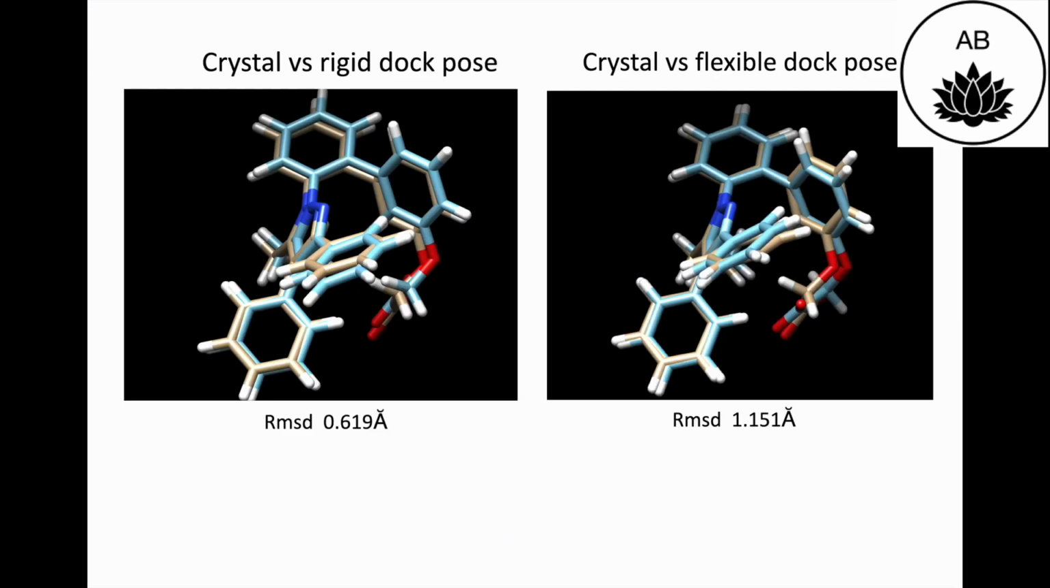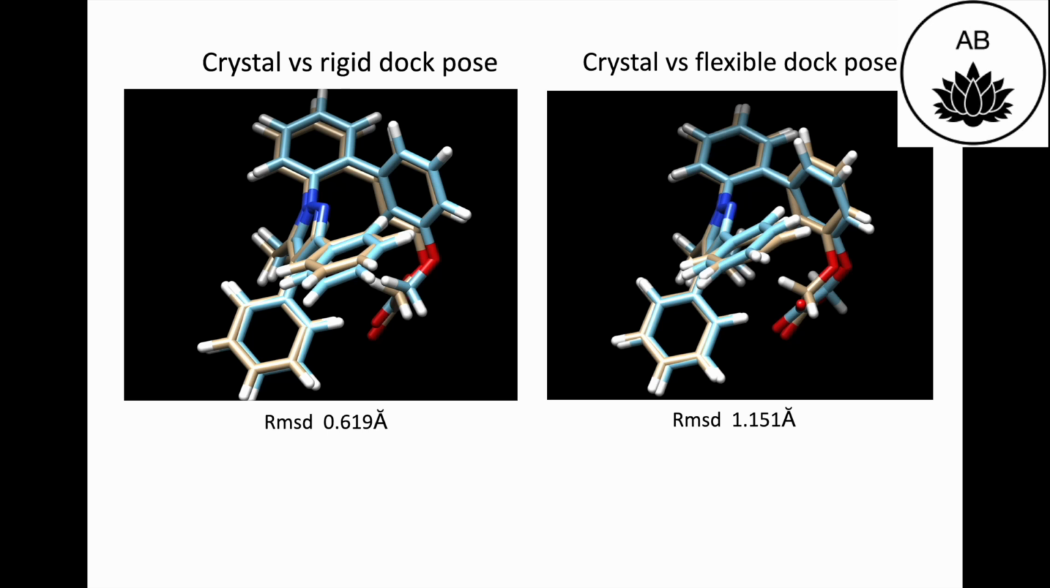Okay, so here I have crystal versus rigid dock pose on the left and crystal versus flexible dock pose on the right. And if you notice, the overlap between the structures is better on the left, as is also evident from the RMSD, the root mean square deviation, which is lower, 0.619 angstrom, as compared to the RMSD of 1.151 angstrom of the flexible docking. So the deviation is getting higher when it comes to flexible docking.